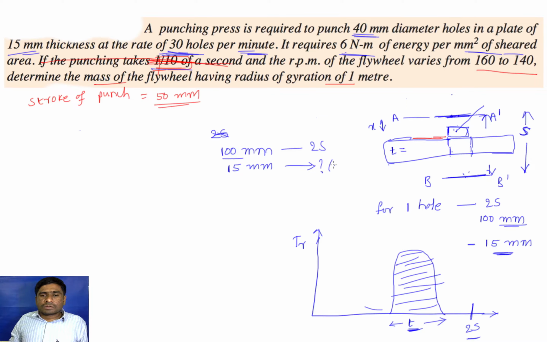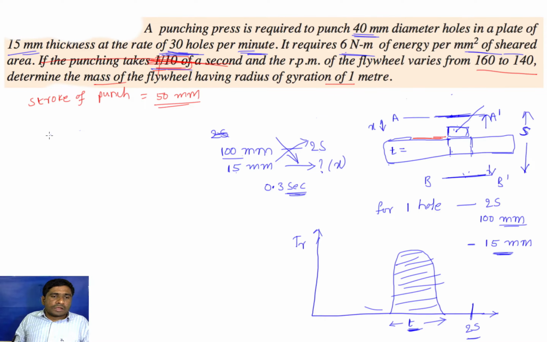Same procedure. Consider this as x, and cross multiplying like this, x into 100 equals 15 into 2, that is 30. So 30 by 100, how much? 0.3. So the actual time required is 0.3 seconds in this case. So we know 0.3 second is the actual time.